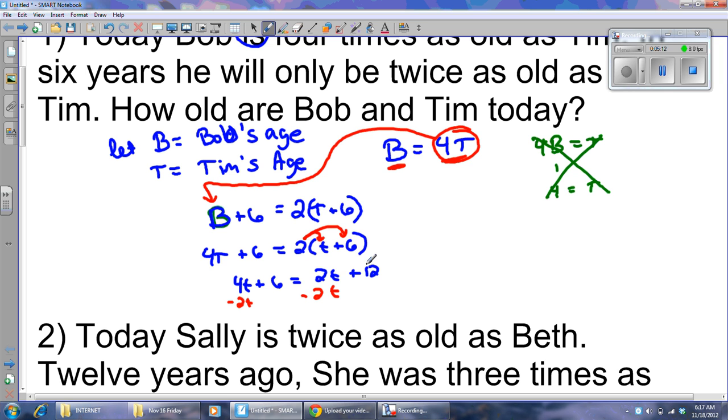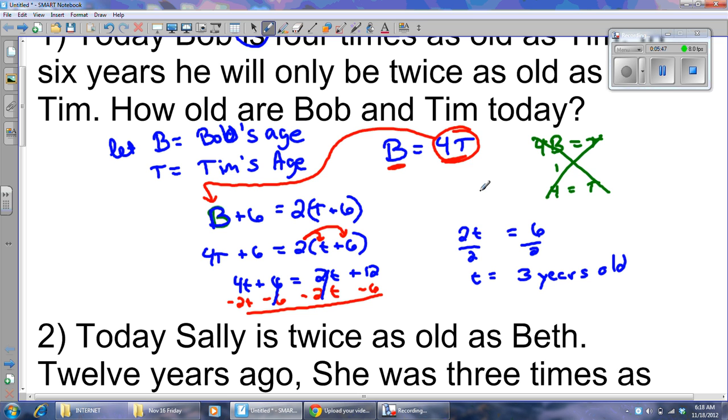And while I'm at it, I know I'm going to have my t's on the left and my constants on the right, so I'm going to take away 6 at the same time. Now I'm running out of room there, I'm running into the next problem, so I'm going to write my answer over here, and I'm going to get 2t, the 6's cancel, the 2t's cancel, so I have an equal sign, and I have 12 minus 6 is 6, and now it's a one-step equation, divide by 2, and so that means Tim is 3 years old.